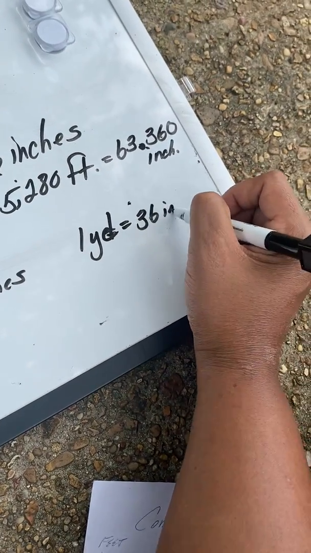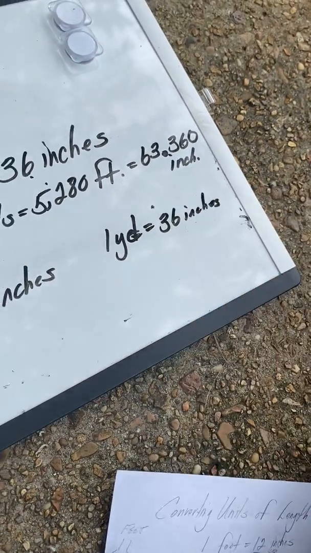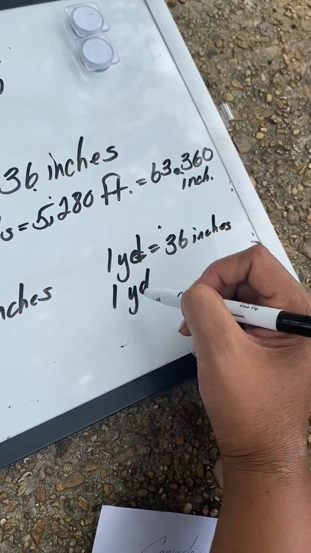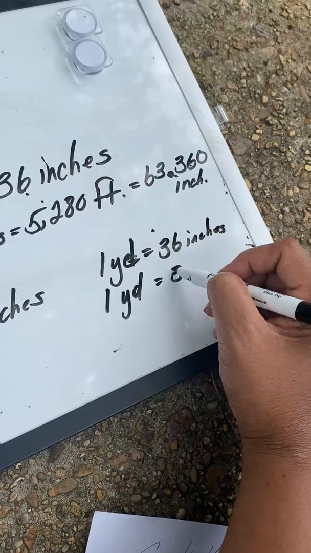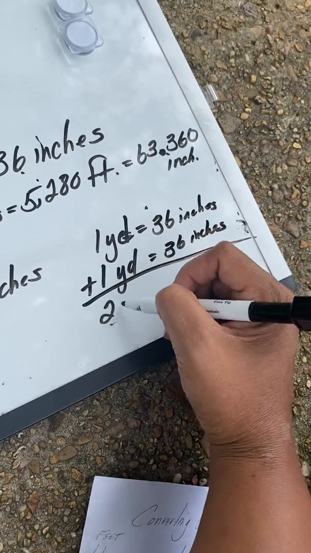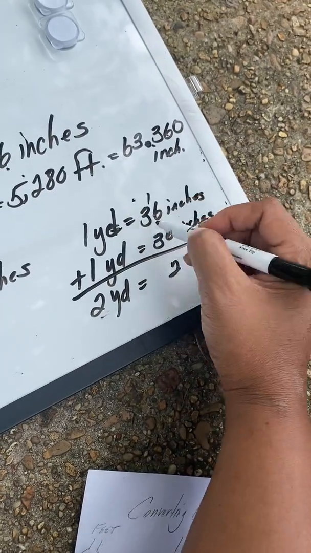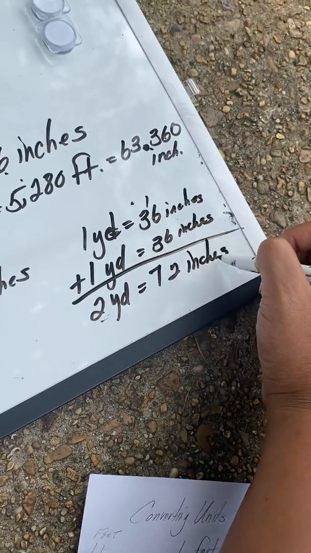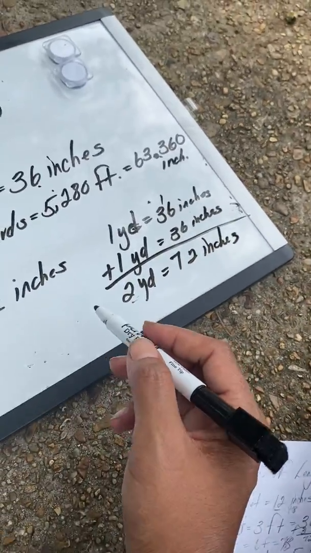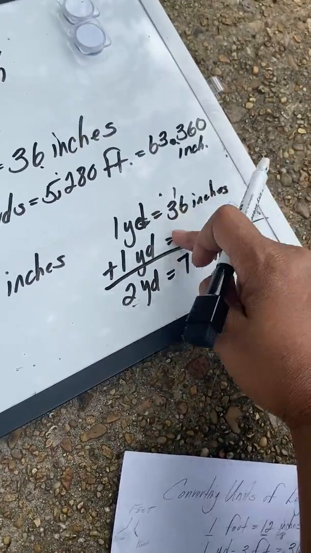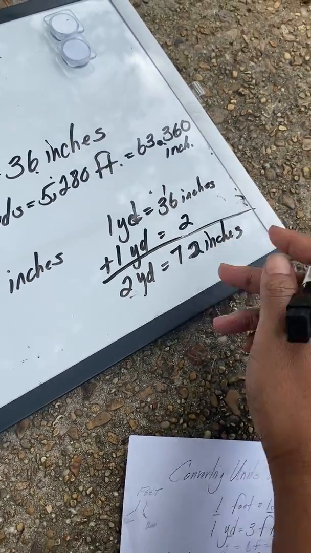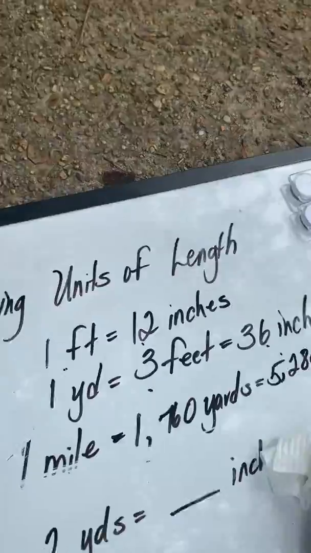So if 1 yard is 36 inches, then how much is 2? Well, I can just put 1 more yard here because I need 2 in all. And that's another 36 inches. I can either add this and say 2 yards is 72 inches, or I can say 36 times 2, which will give 72 inches as well.